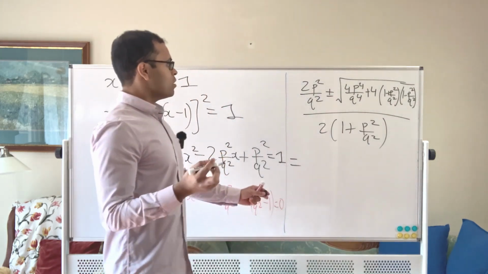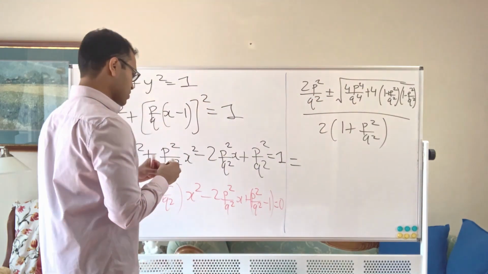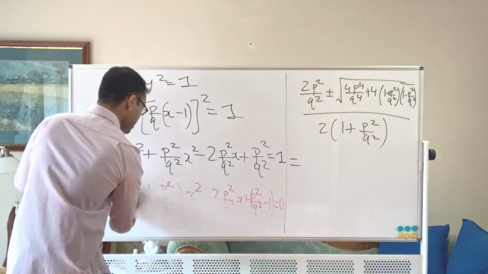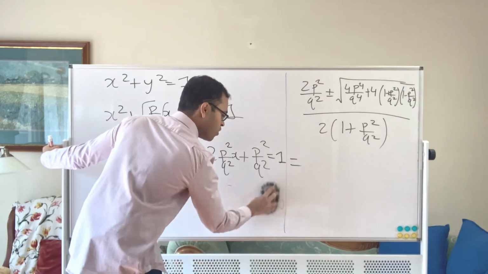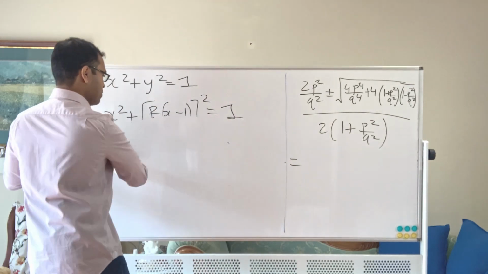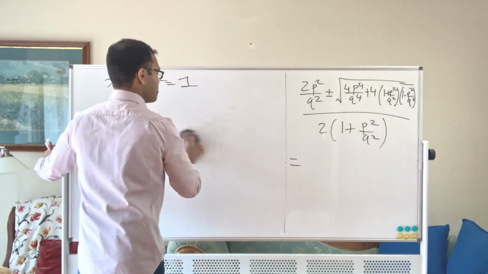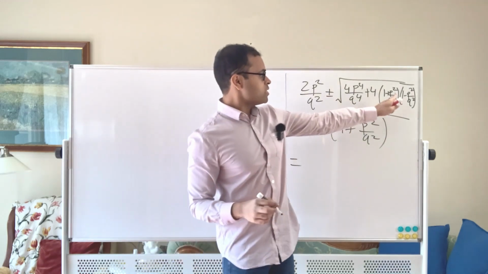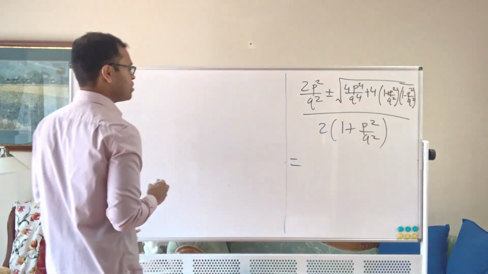So here we can just simplify the radical. I'm just going to do this separately on this side of the board. This is a cool formula, the difference of squares formula. This comes up all the time. A minus b times a plus b is going to be a squared minus b squared. So here we have 1 plus p squared over q squared times 1 minus p squared over q squared.